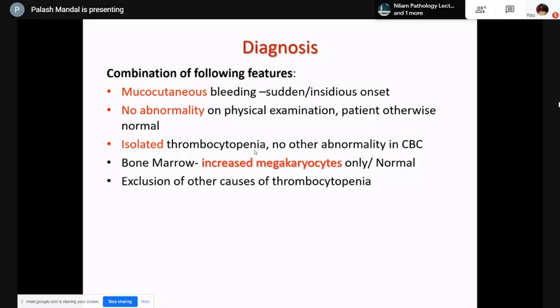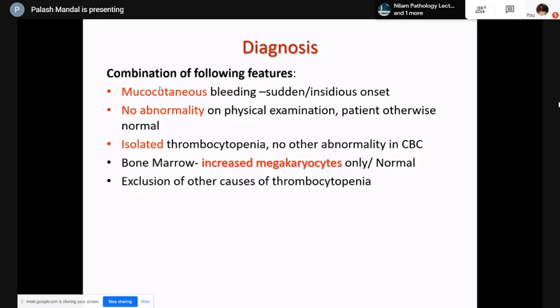Now, combining these features, because the diagnosis comes after combination of all these features, like mucocutaneous bleeding, no abnormality in physical examination. At times there may be no abnormality on physical examination. Why is it like this? Because in chronic ITP, at times the patient may appear normal. But at times, when the person comes in the exacerbation stage, or in case of acute ITP, there will be bleeding spots. That is, purpuric spots and ecchymotic spots will be present.